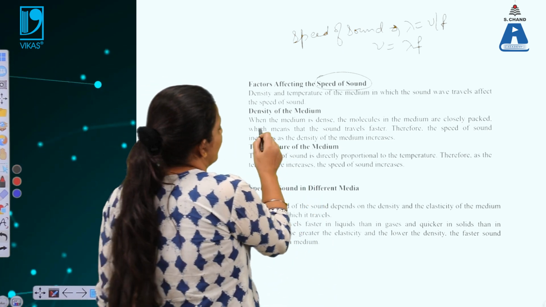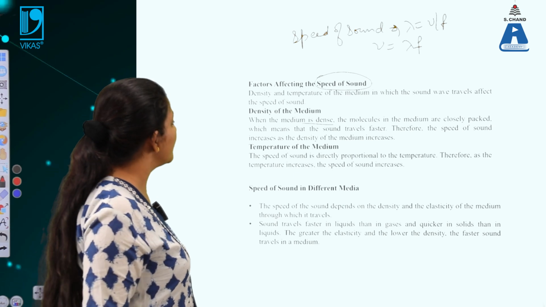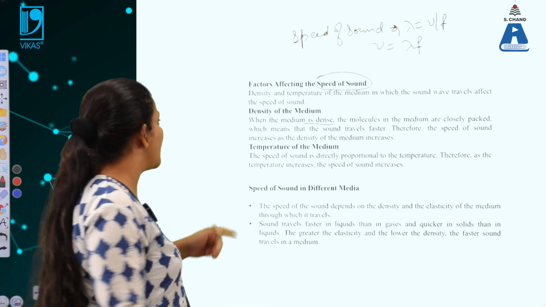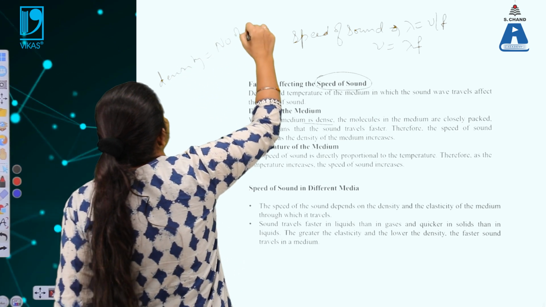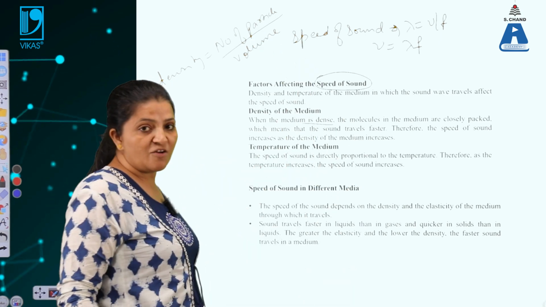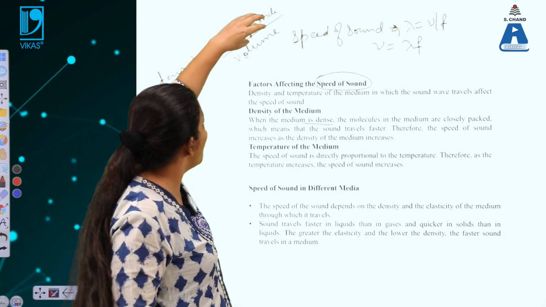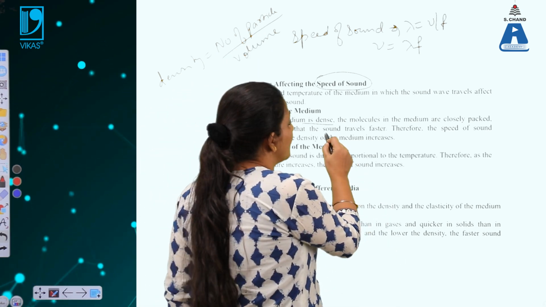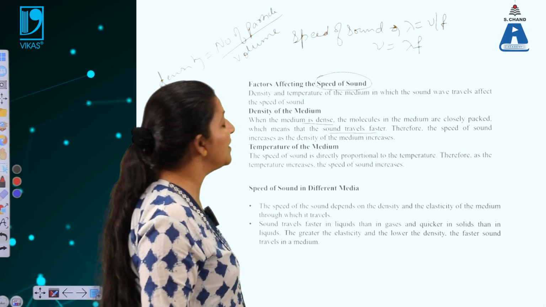Now, how does the density affect it? When the medium is dense, the molecules in the medium are closely packed. When the medium is dense, its density is high. Dense means the number of molecules per unit volume is very high. Density is defined as the number of particles per unit volume, so the higher the density, the more particles there are in a given volume. So the sound wave will travel faster. Therefore, the speed of sound increases as the density of the medium increases.